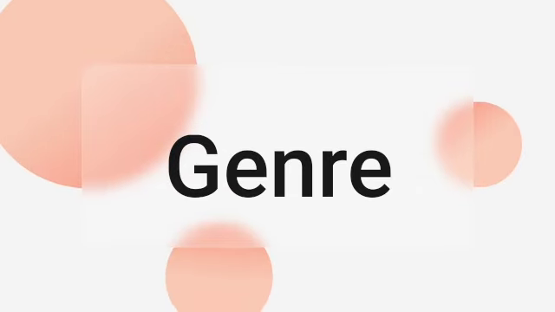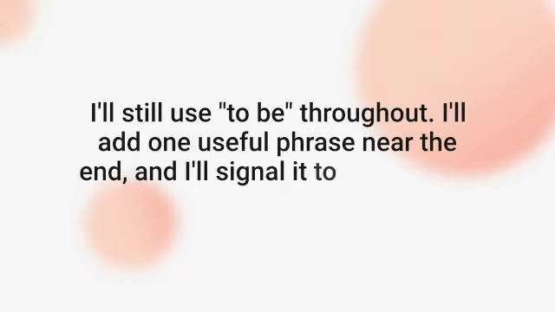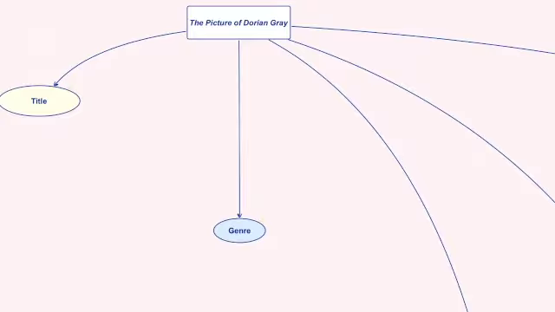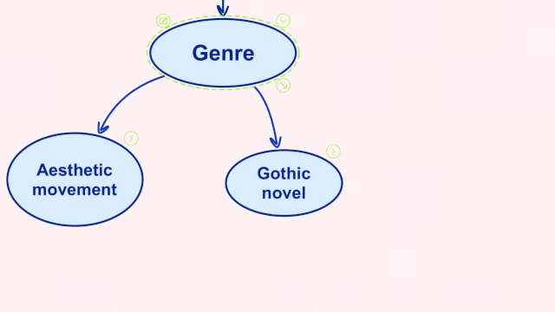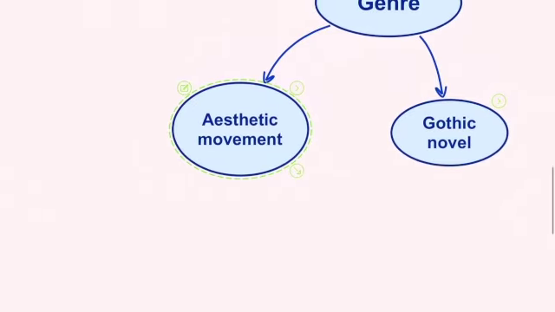Now, let's do the same for the genre branch. I'll still use to be throughout. I'll add one useful phrase near the end, and I'll signal it to you when it comes. The genre branch is divided into 2 main traditions, the aesthetic movement and the Gothic novel. Turning first to the aesthetic movement.